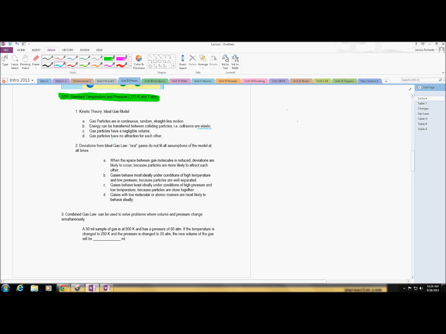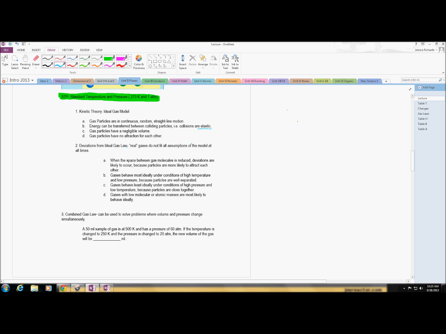And the last key part is that gas particles have no attraction for each other. So if we put two gas particles together, they're not going to stick together. Gases have very low attraction for each other, but because we can turn them into solids and liquids under the right conditions, we know that they have some attraction for each other. So it's not as much as solids or liquids, but they definitely have some attraction for each other. So an ideal gas: perfect straight line motion, perfect transfer of energy, negligible volume, no attraction for each other.